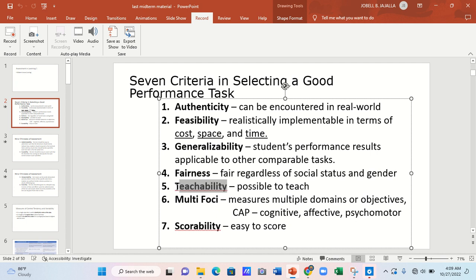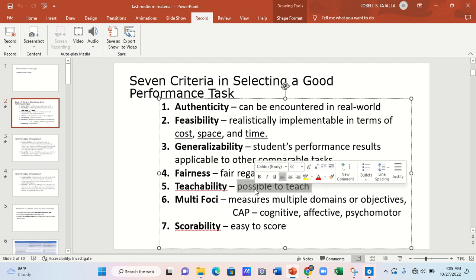Is it possible to teach it? Can the performance task be taught according to the level of the students, or can they not yet manage it? That is one factor. What the students are asked to perform should be something they know, and it should be teachable.